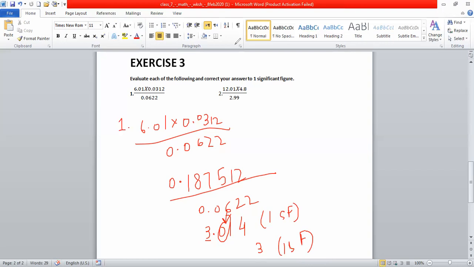Now let's look at part 2. I will solve it directly here on the side. Part 2: 12.01 multiplied by 4.8, you will get 57.648. Now divided by 2.99. After this you will get 19.280.